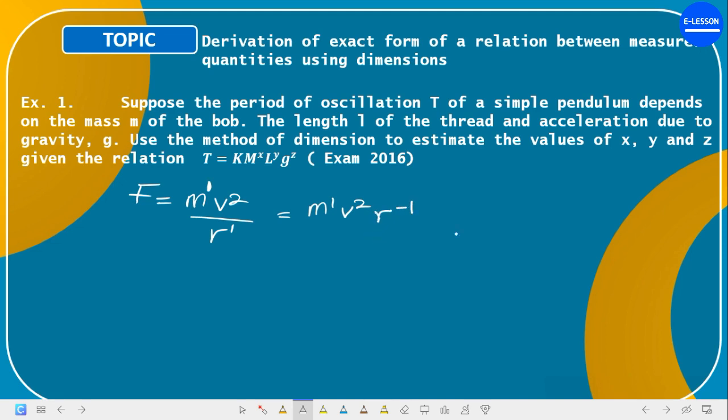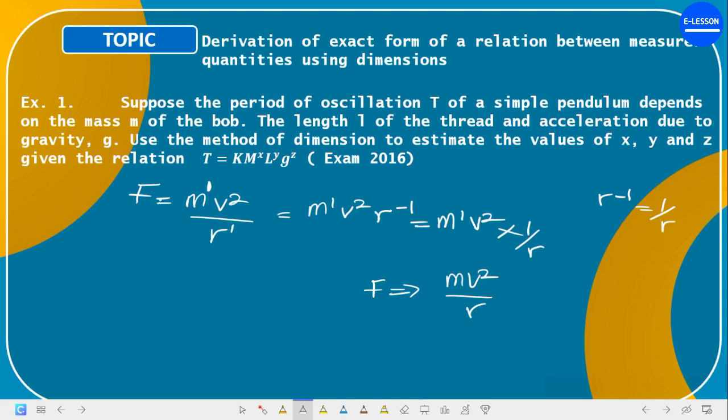From the laws of indices, if you have r raised to the power of minus 1, this can be written as 1 all over r. So when this is written as 1 all over r, this gives us m raised to the power of 1, v square, times 1 all over r. And this gives us mv square all over r. So we can say that F is related to m, v, and r using the relation where m is raised to the power of 1, v square, and then r raised to the power of minus 1.